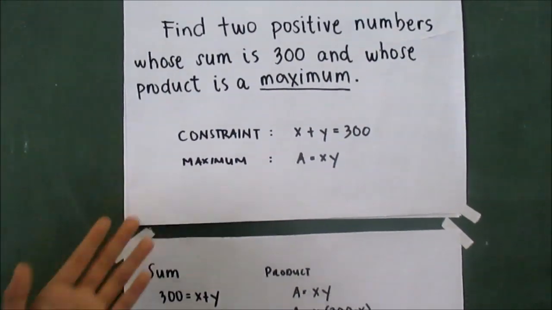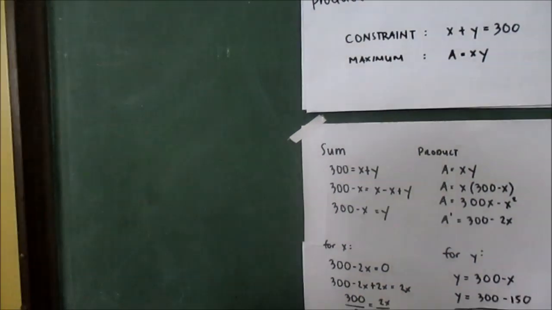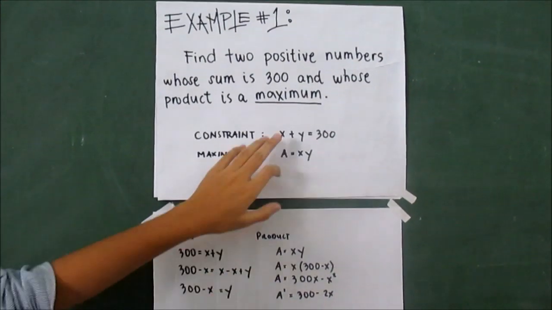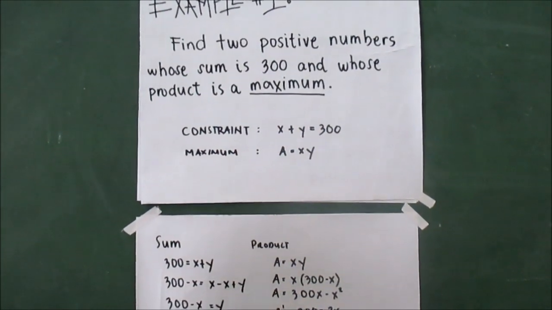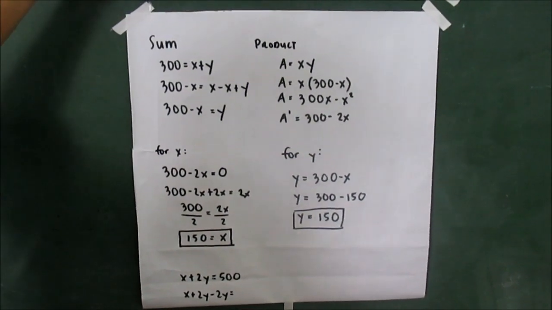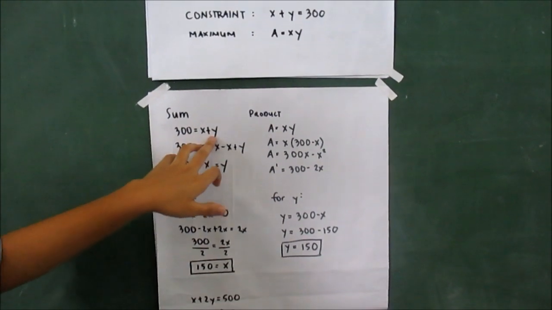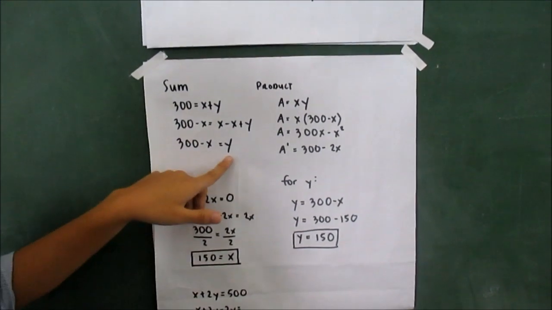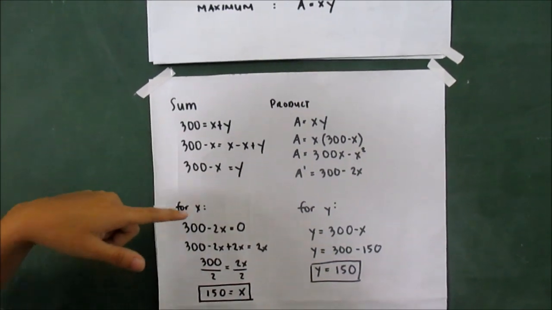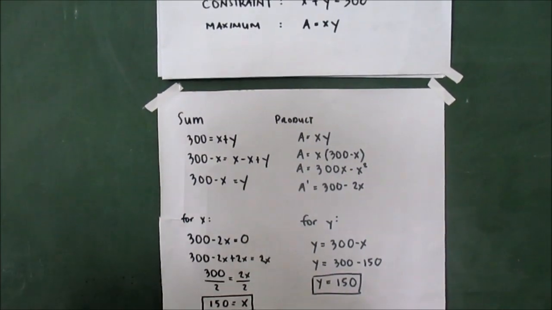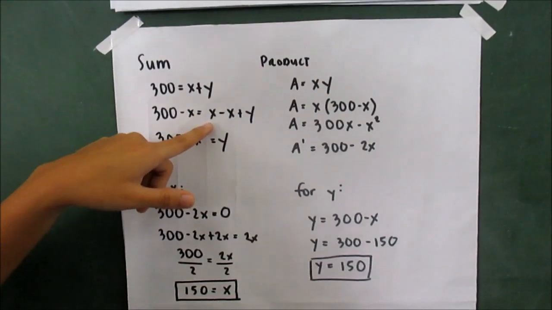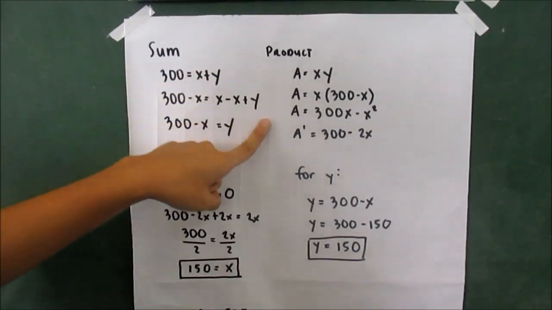Next is constraint. Constraint is the equation that must be absolutely true in any equation. So we have here x plus y is equals to 300. And now for the solution, we will use first the constraint equation. 300 is equals to x plus y. And to get the y, we have to subtract each side by x. So 300 minus x is equal to x minus x plus y.